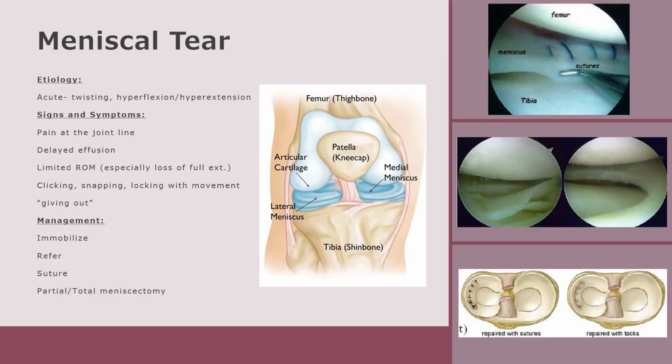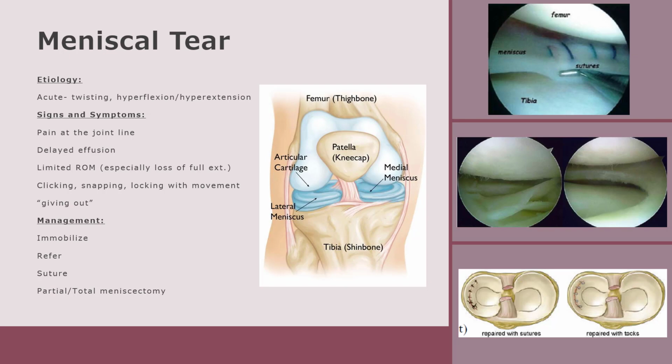Meniscal tears. A meniscus tear is usually caused by twisting or turning quickly, often with the foot planted while the knee is bent. Meniscus tears can occur when you lift something heavy or play sports. As you age, your meniscus gets worn, and this can make it easier to tear.